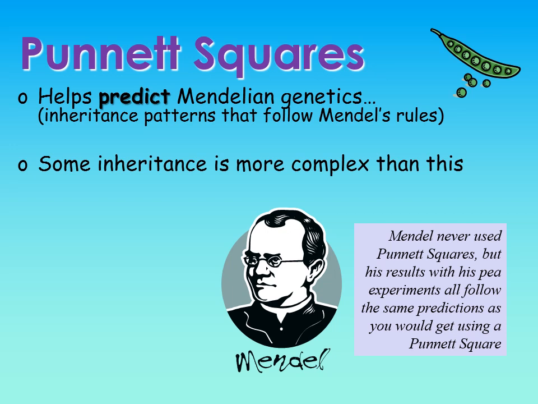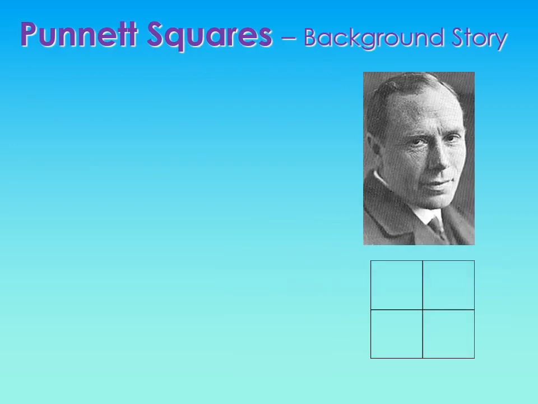So we use a Punnett square to help predict Mendelian genetics, basically inheritance patterns that follow the rules that Mendel came up with. Some inheritance is more complex than follows Mendel's rules, and so you may or may not use a Punnett square for that. And Mendel himself never used Punnett squares, but his results would have followed the same probabilities that you see with the Punnett square.